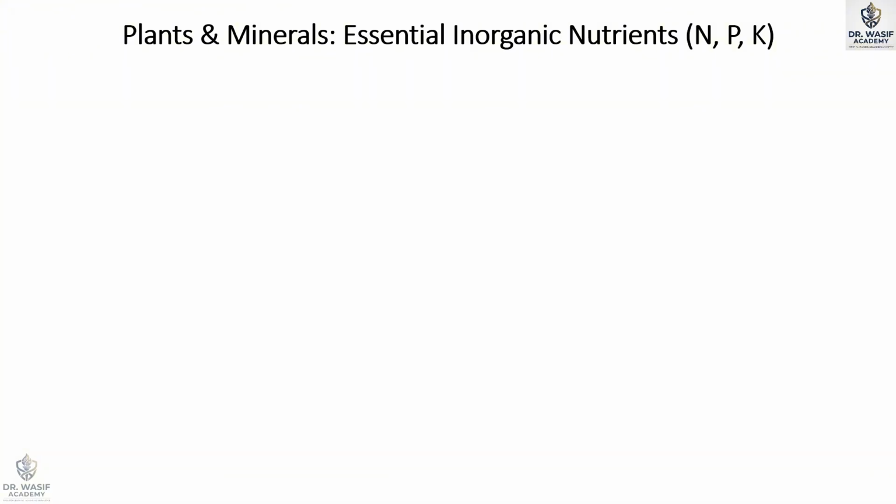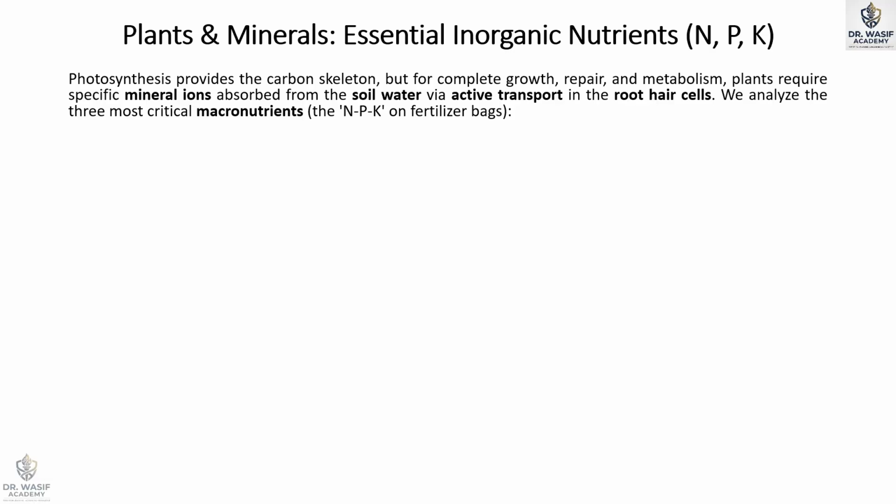Now, as we have understood that photosynthesis creates the carbon skeleton of the plant, but a plant cannot live on sugar alone, just like humans need more than just calories to grow. So plants require specific inorganic nutrients from the soil. They absorb these nutrients through their roots using the active transport system. From this point, we shall start with nitrogen in your fertilizer bag. First of all, we shall discuss nitrogen.